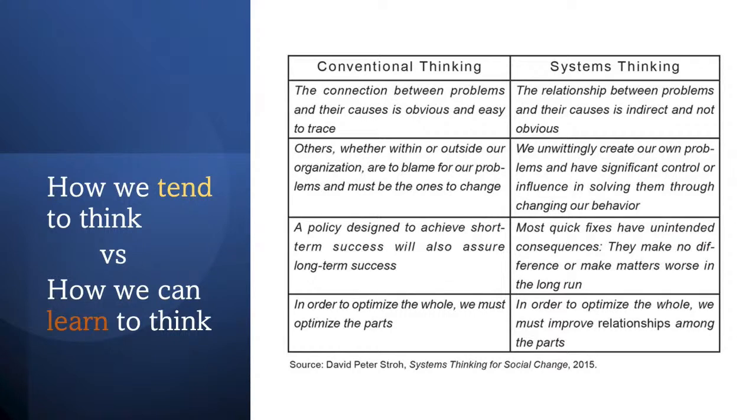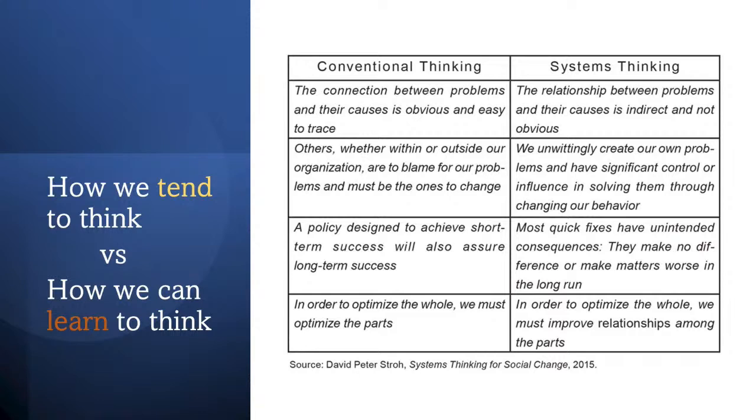So this is a table that I think is kind of helpful. It came from this really incredible book that, if you get interested in this and you want to learn more about it, I would highly recommend. It's called Systems Thinking for Social Change, and this is one of the tables from the book. Conventional thinking says the connection between problems and their causes is obvious, pretty easy to trace. But with systems thinking, you start to think the relationship between problems and their causes is maybe more indirect than I thought, and not quite as obvious as I thought.